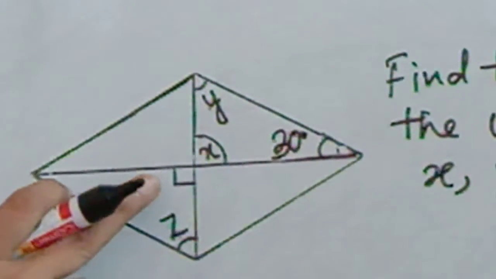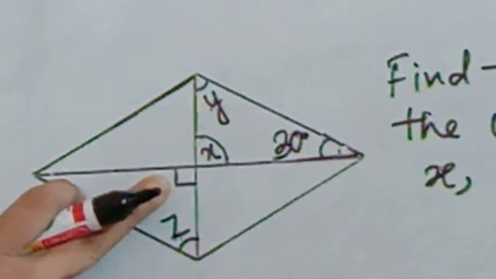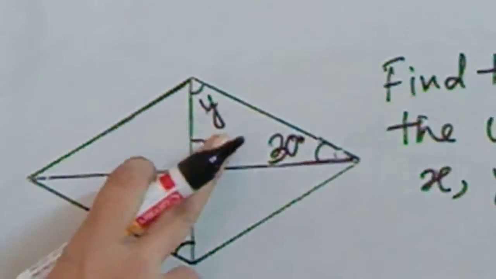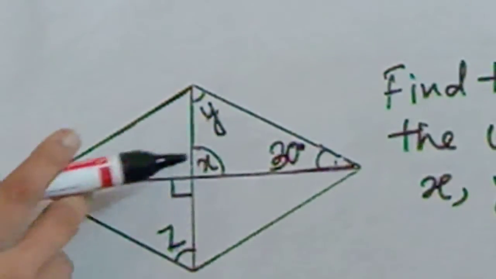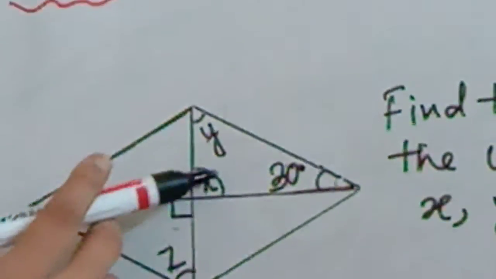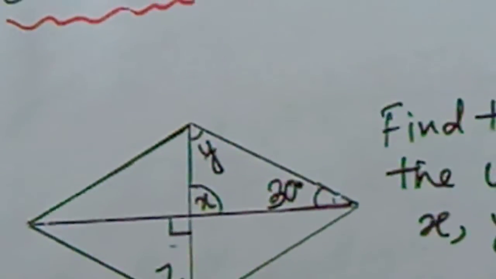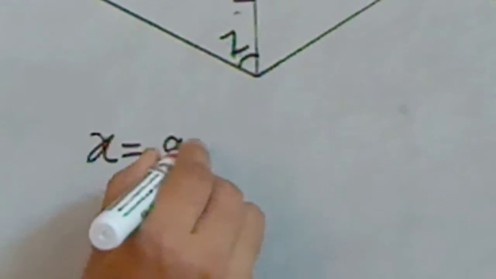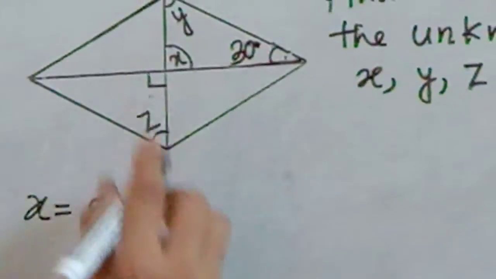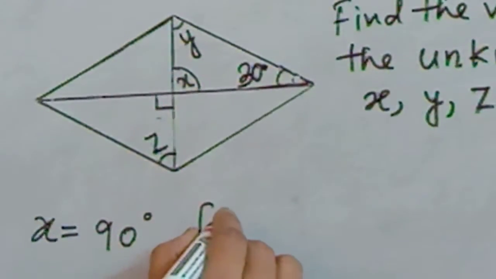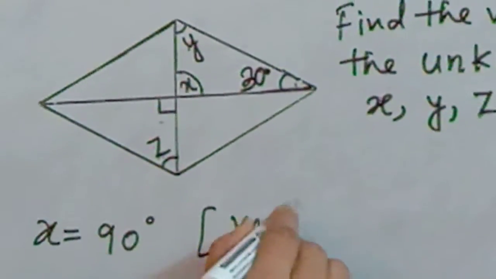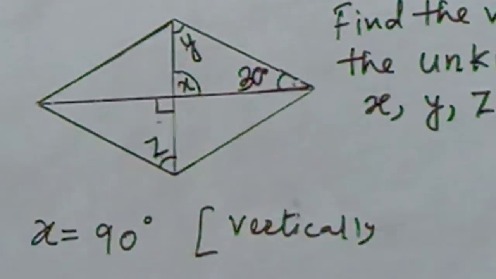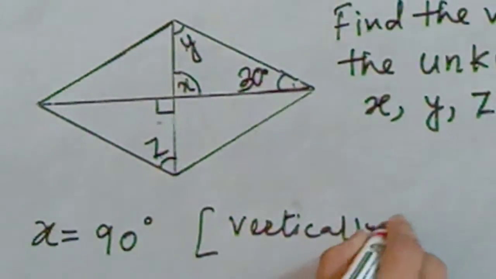So this symbol is measuring 90 degrees. It is showing that this angle is 90 degrees, and x is in the position of the vertically opposite angle, so the value of x is 90 degrees. So you can write x is equal to 90 degrees. And why is it 90 degrees? The reason you need to give here is vertically opposite angles.